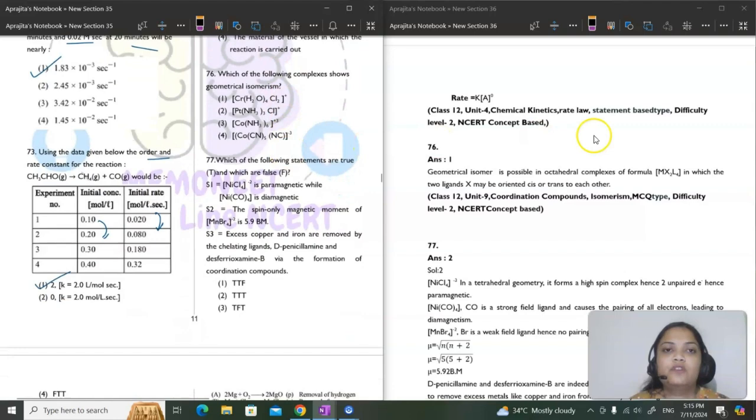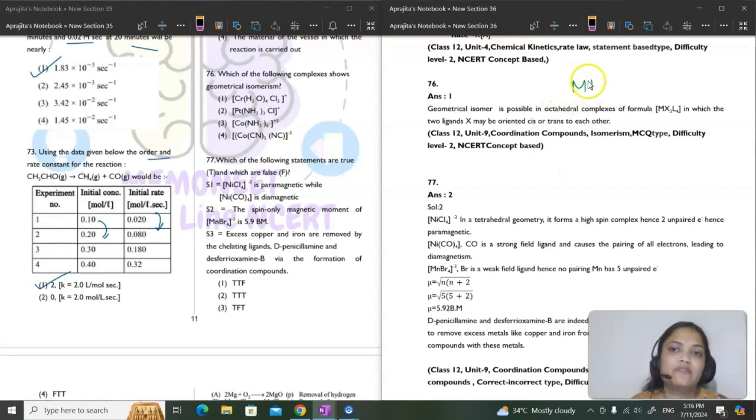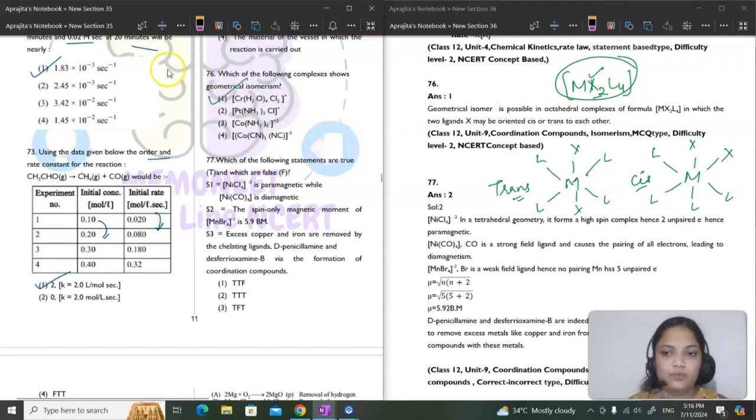Now, next is which of the following complexes show geometrical isomerism. So, the octahedral complexes having formula MX2L4, which means 2 ligands are the same and 4 are others. In this one, the 2 ligands X, like this, I can show you, can be trans to each other, like this. This is the trans form. And they can be cis to each other also, like this. So this cis-trans isomerism is known as geometrical isomerism. This type of complex is the first one only here. So it's option number 1.